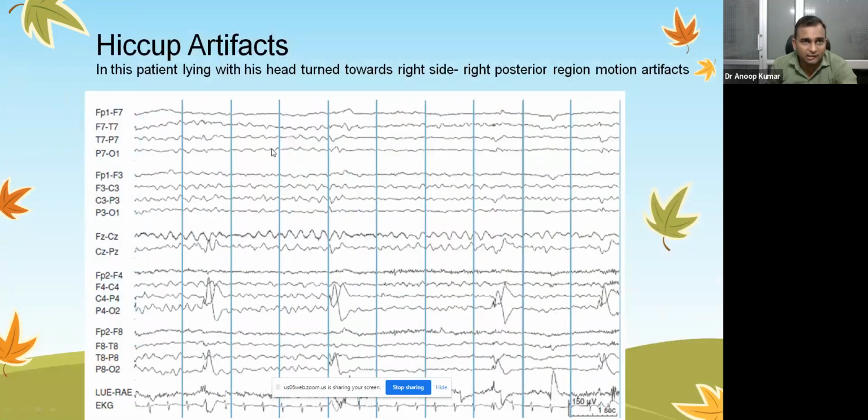Another type of artifact is the hiccup artifact. In this, we can see that when the patient is lying towards the right side, you see these regular artifacts on the posterior side of the right side. Here you can see, here you can see, and here you can see.